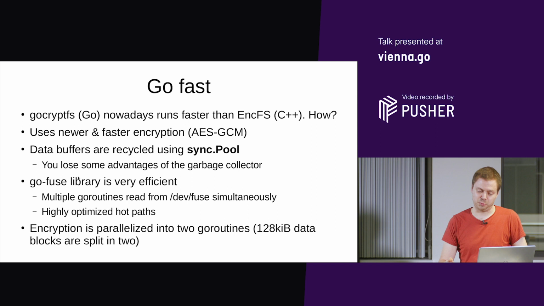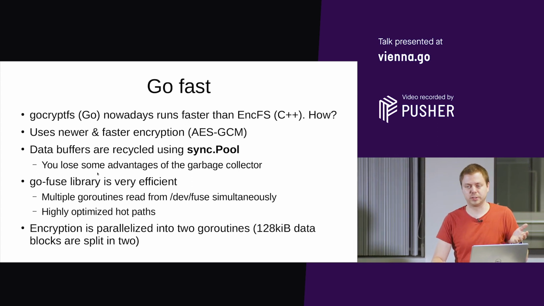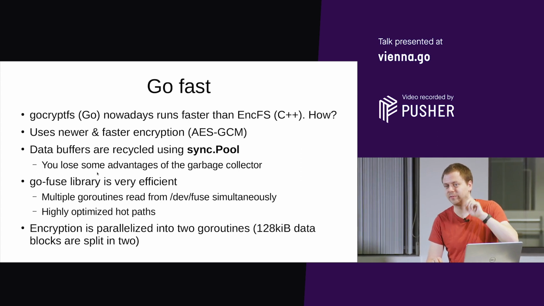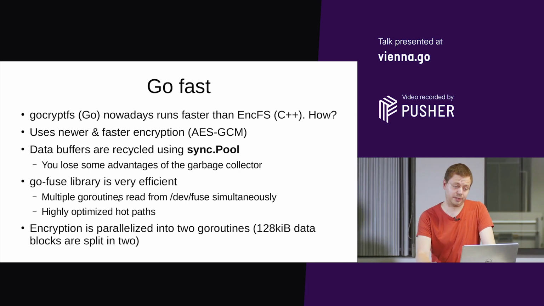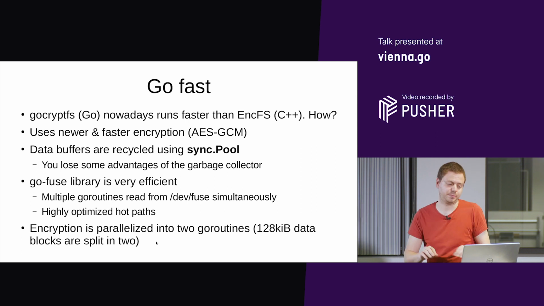You lose a few advantages that the garbage collector provides, so only do it if the profiles that you should be looking at tell you that you need it, I think. Then also the library is very efficient, and Go made it very easy to parallelize the encryption into 2 threads.